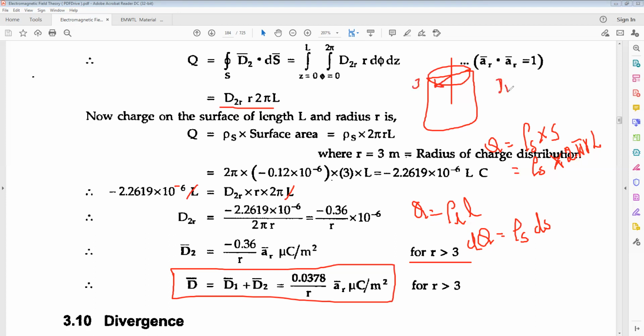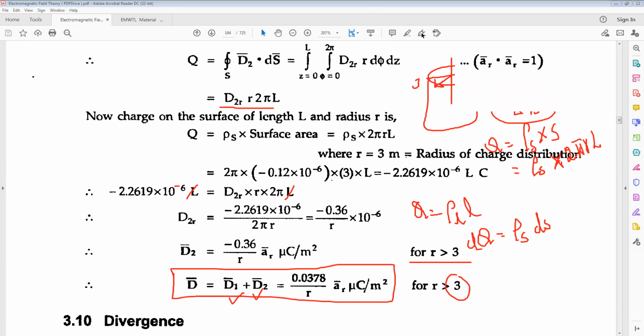We find the D1 and the D2. D2 is for the rho S and D1 is for the rho L. For the line charge and the surface charge, both in combination, D bar is equal to, we got 0.0378 by R, and you can substitute R greater than 3, or it is a 3 value.